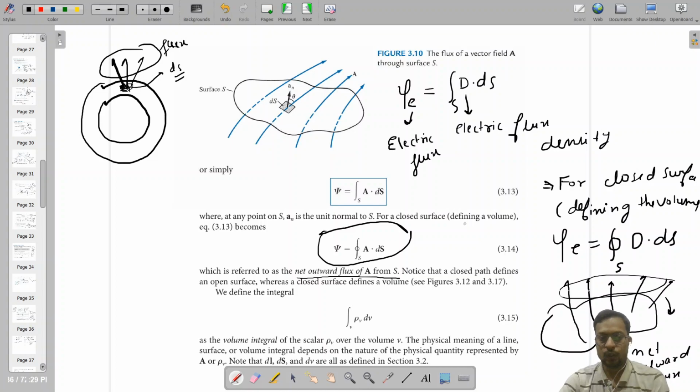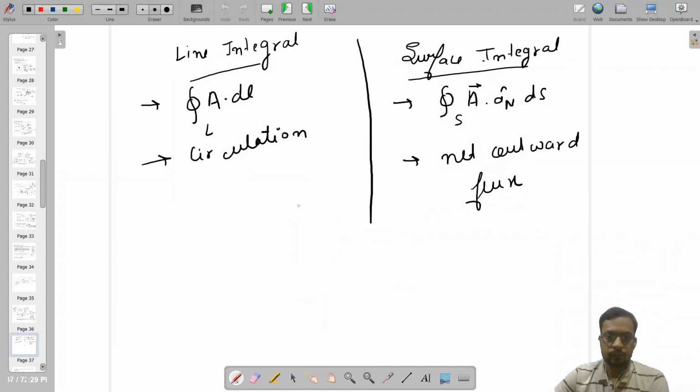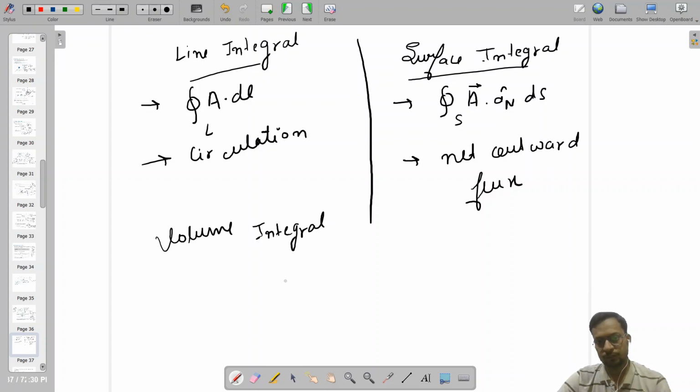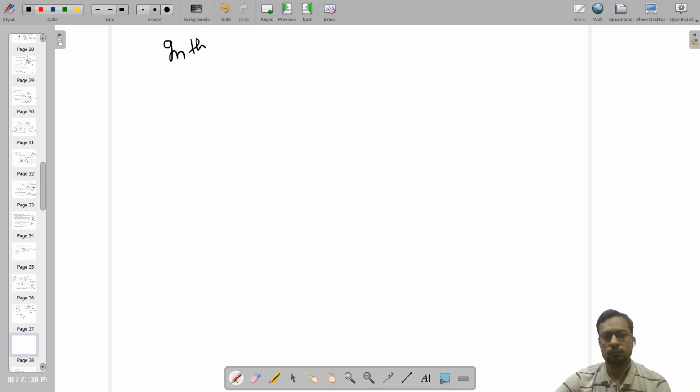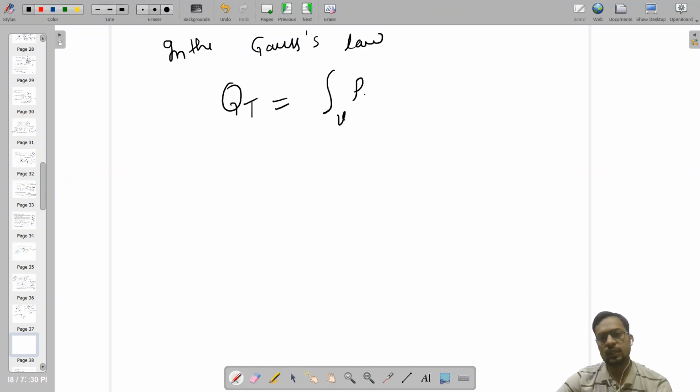Now the volume integral. The volume integral can simply be given by the volume integral of A dV. We are all familiar with Gauss law, and in the Gauss law, the total charge on a given volume is equal to the volume integral of rho v dv.